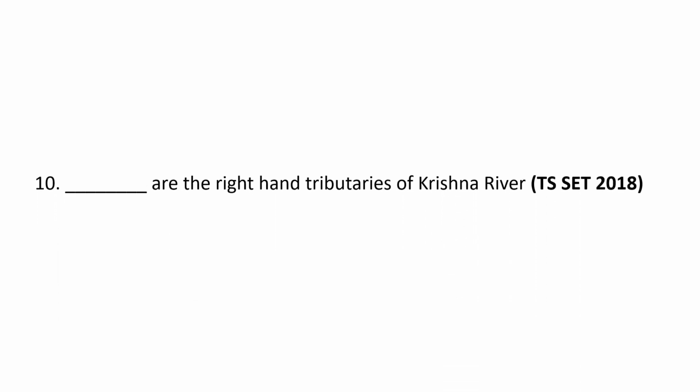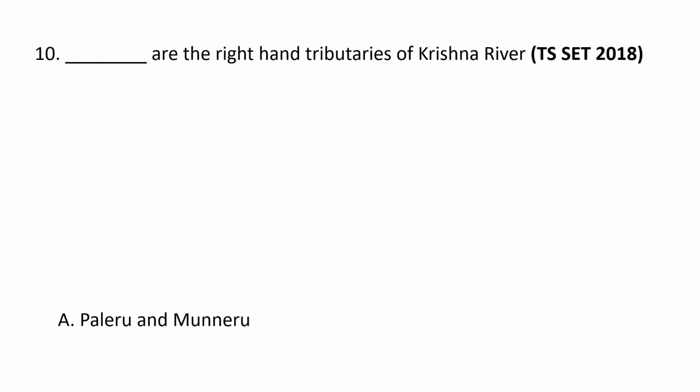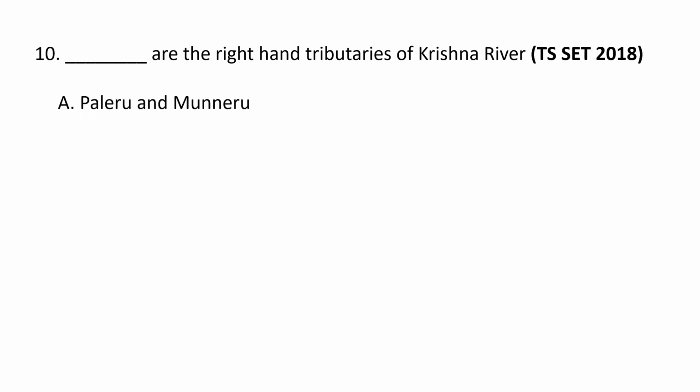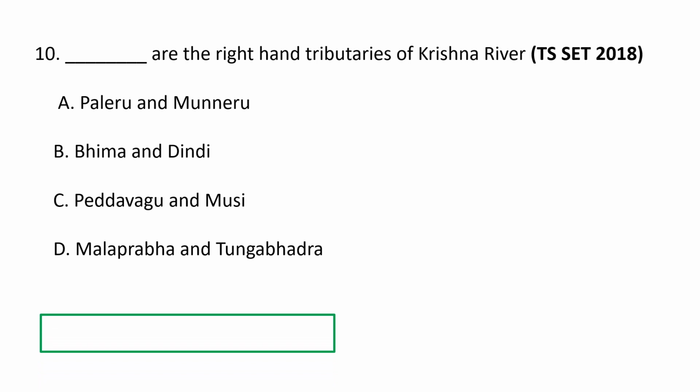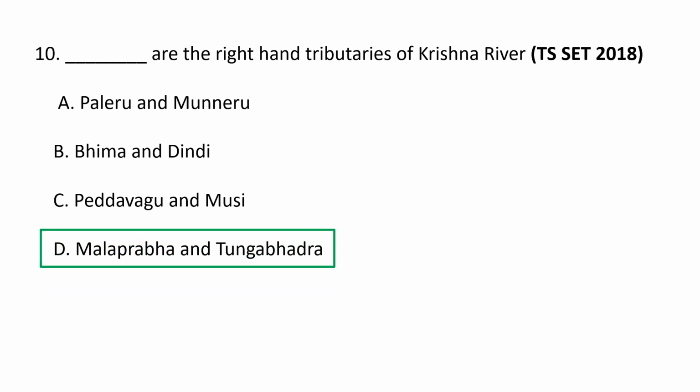Next question. Which are the right hand tributaries of Krishna river? A. Paleru and Munneru, B. Bhima and Dindi, C. Peddavagu and Musi, and D. Malaprabha and Tungabhadra. So the correct answer is Malaprabha and Tungabhadra. So these are the right hand tributaries. And if you take, the tributaries from the left are Bhima, Musi and Munneru. So that's why D is the correct answer.